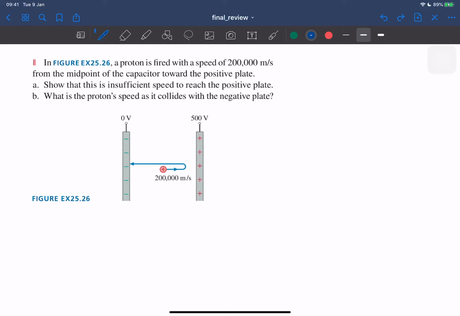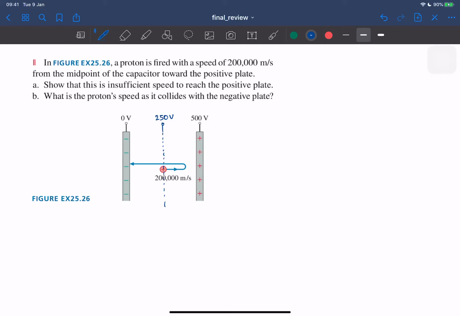Okay, so let's take a look at this. This is a problem where you need to understand the relation between potential energy and how it's related to kinetic energy. So you have two plates, one at 100 and the other one at 500. And you can safely say that in the middle is probably something like half, 250 volt.